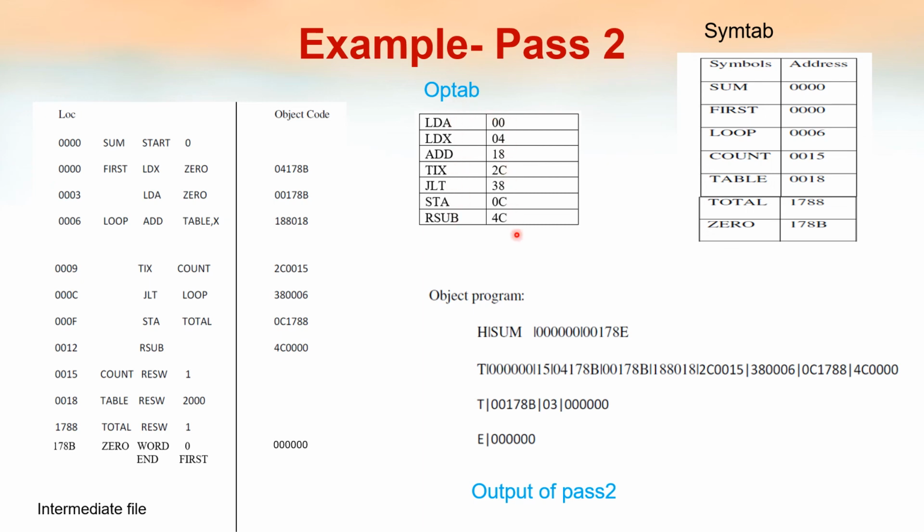OPTAB means opcodes with corresponding values. How the conversion is done: in pass 2, only the opcode field and operand fields are checked. The opcode's corresponding value we obtain from OPTAB and it is written as the object code, and along with that the operand value is also written, which is the address of the operand obtained from SYMTAB. So it will be written together. And this has to be written in the proper object program format, which contains the header record, text record, and end record.